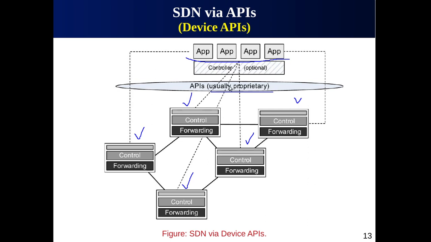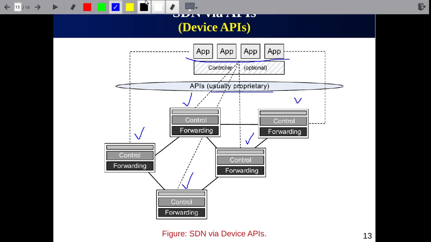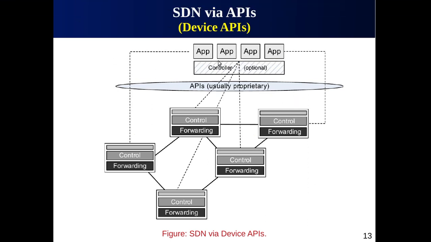This is the API on the devices, and the applications are communicating with these devices with the help of this API. If you give attention to this figure, you will see a difference from the previous approach. And the difference is that in this case, the controller is actually optional.